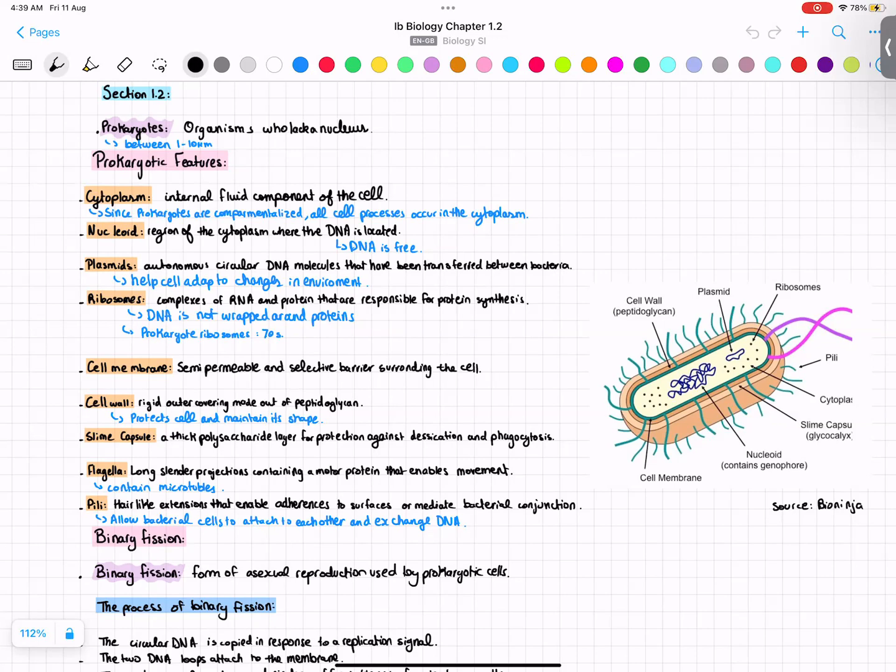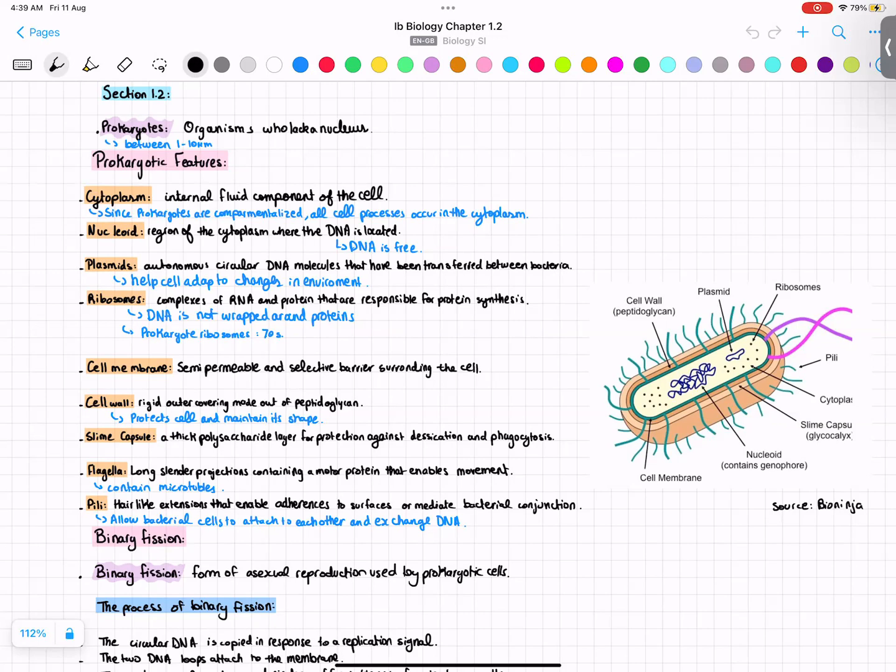And the cell membrane. The cell membrane is a semi-permeable and selective barrier surrounding the cell. And the cell wall is a rigid outer covering made out of the material peptidoglycan, and it protects the cell and maintains its shape, of course.